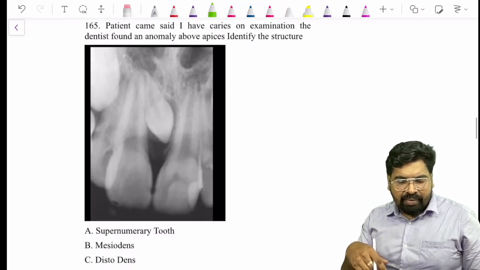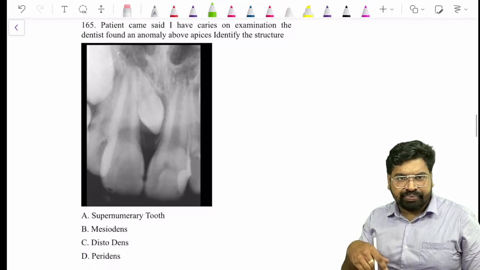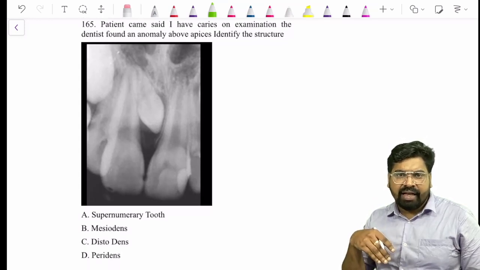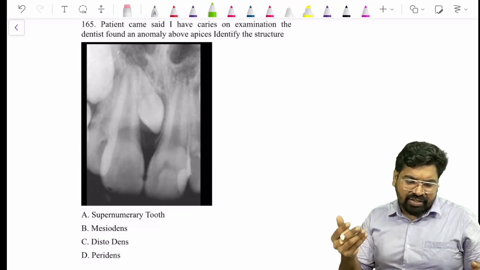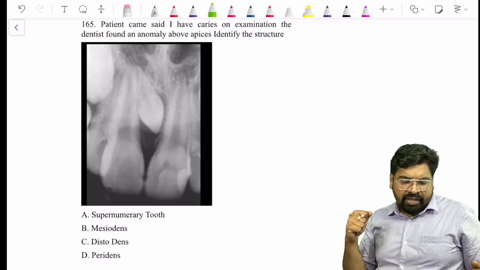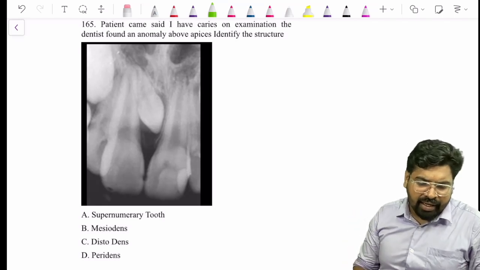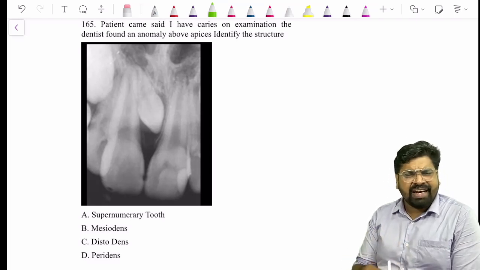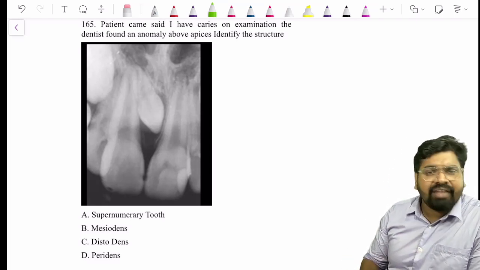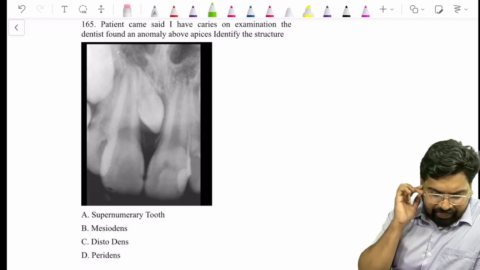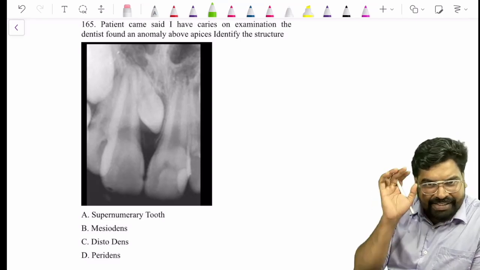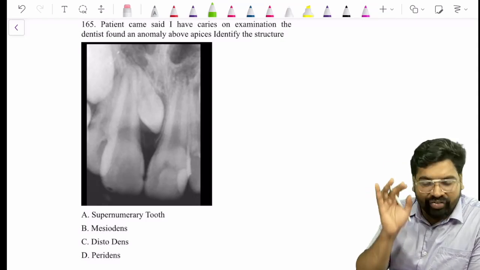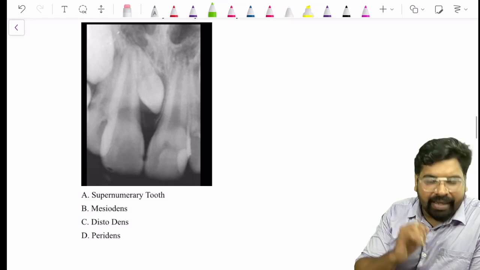A patient comes to the clinic and says, I have caries. On examination, an anomaly was found in the radiograph. This is a way of recollecting the question; students have recollected it. Anyway, we are concerned about the radiograph. What type of anomaly is seen in this radiograph? Identify the structure.